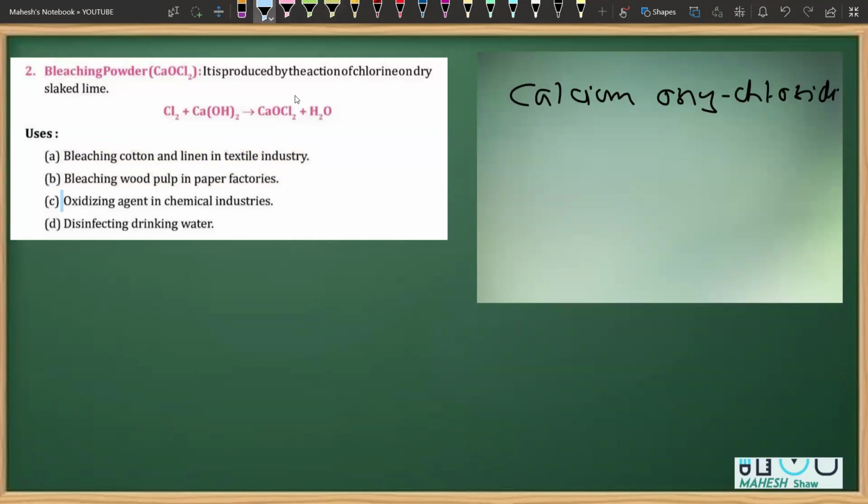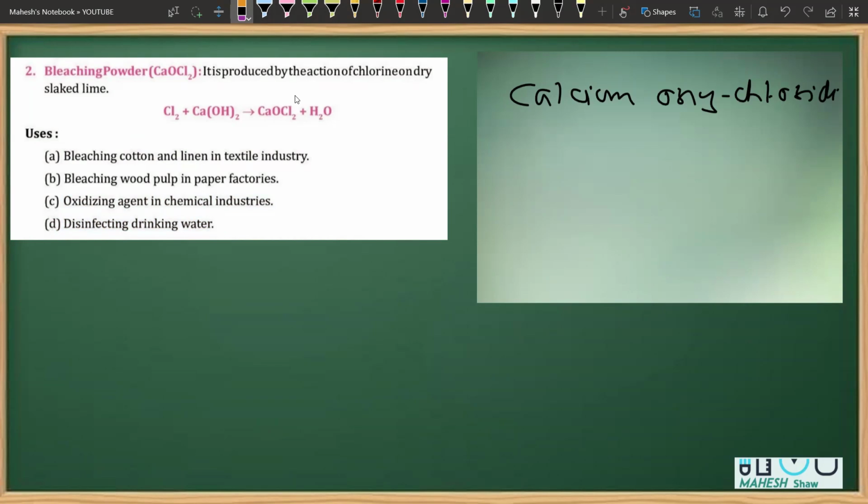The third one is it is used as an oxidizing agent, as it is a supplier of oxygen. Whenever any substance reacts with this, it loses oxygen, or it oxidizes the other, and that's why we use it as an oxidizing agent. Further, it has disinfecting property, and that's why it is used for disinfecting drinking water. You might have seen this powder near the place where we dump the different household junks and all.